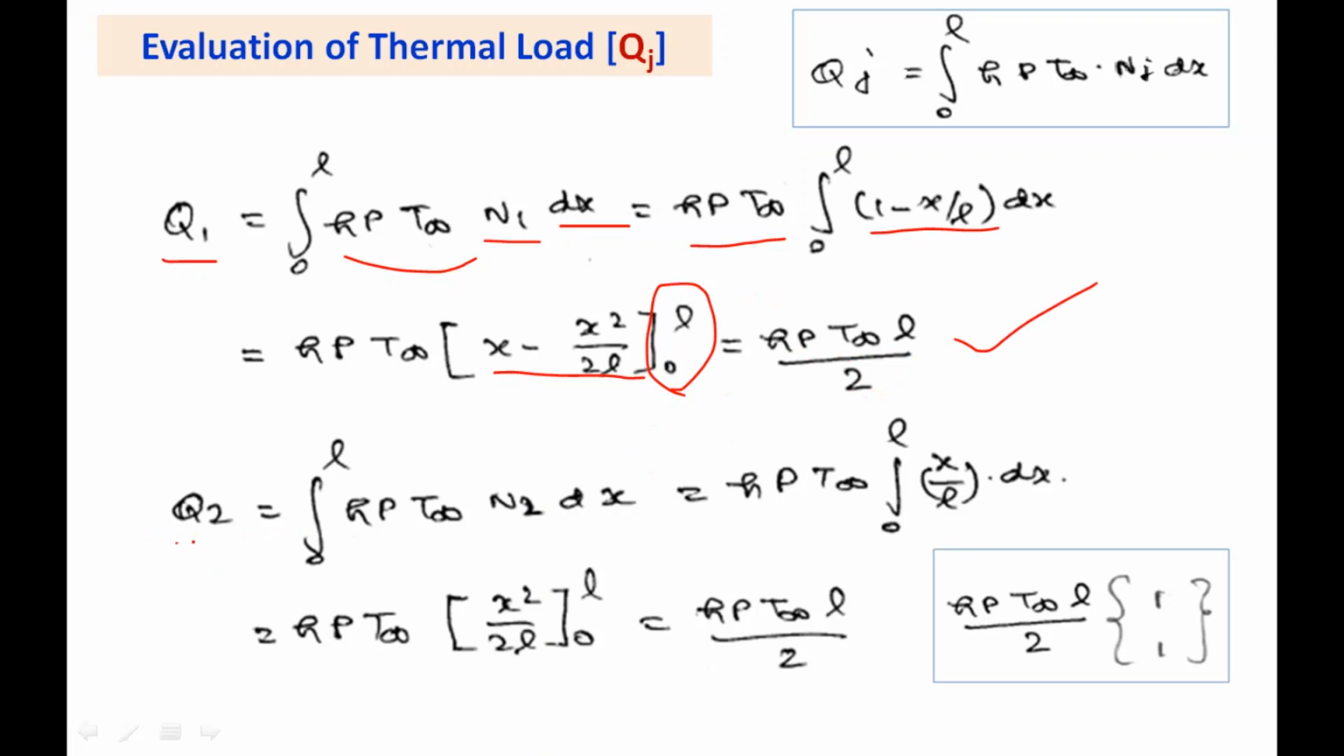Then Q2 is integral 0 to L of HP T infinity N2, and we substitute N2, which is x by L. Do the integration and apply the limit, and we get the same expression, HP T infinity L by 2. So when you write it in matrix form, the right hand side is going to be a column matrix: HP T infinity L by 2 times 1 1.